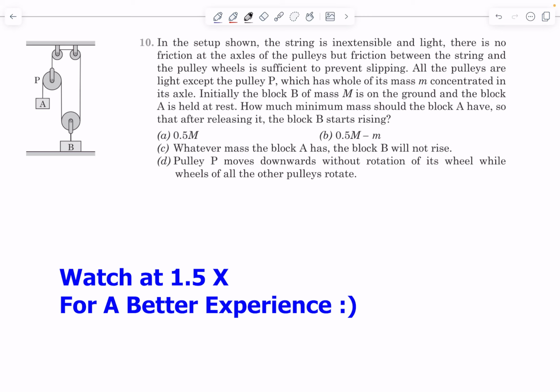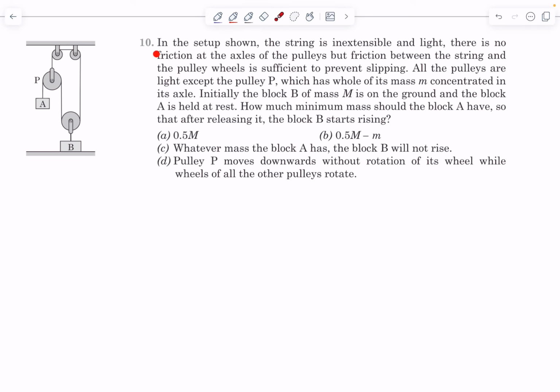So welcome back everyone. The topic of today's video is Newton's laws of motion, and we'll take up some problems from the book Pathfinder. The first question is a pulley mass problem.